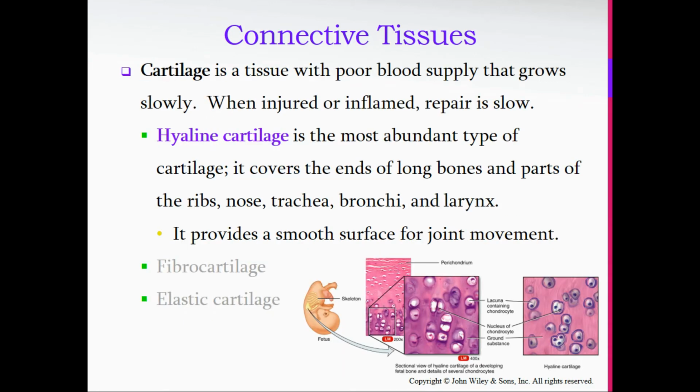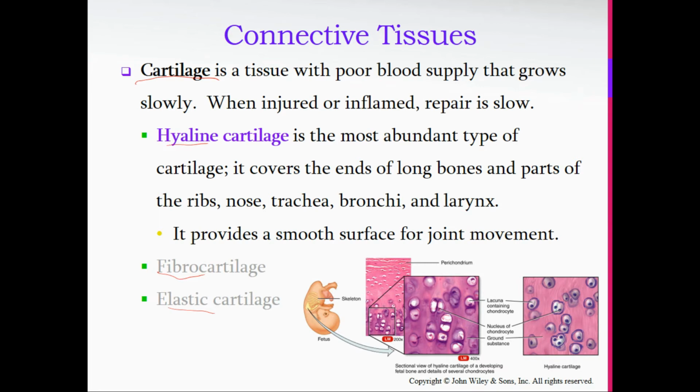Now we move to cartilage. Cartilage is our next main category. And we have three different kinds of cartilage in the cartilage category. We have hyaline, we have fibrocartilage, and elastic cartilage. So there's your other version of elastic.